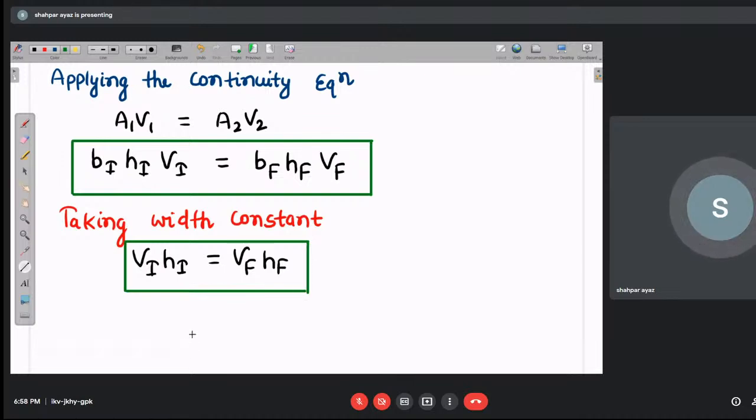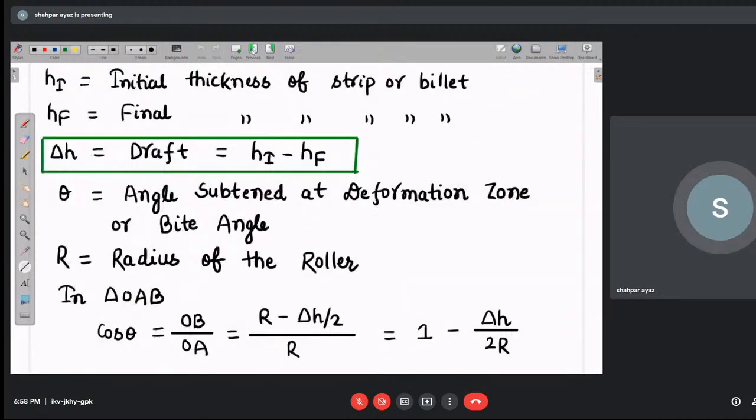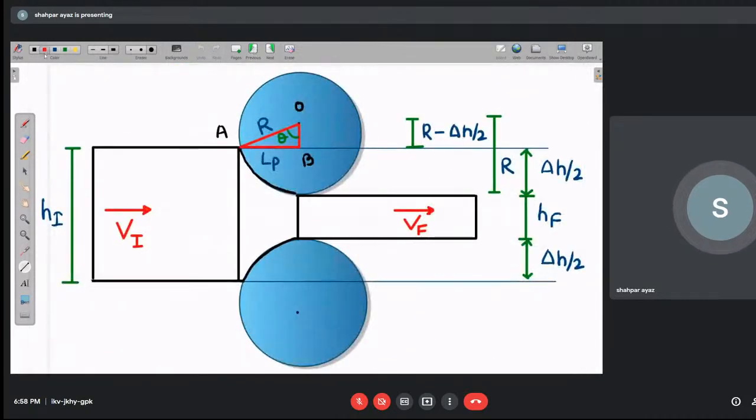Now, one more point I want to discuss. If the width is constant, you can use this formula. There is one more point which is called the neutral plane. There is one plane which exists. Suppose this is the plane between these two. This is actually the neutral plane.